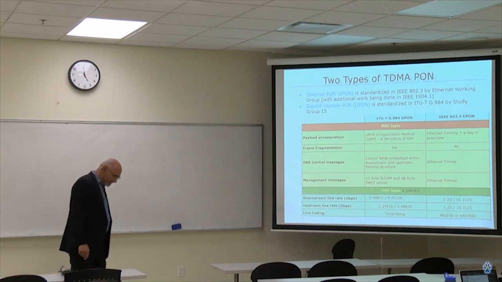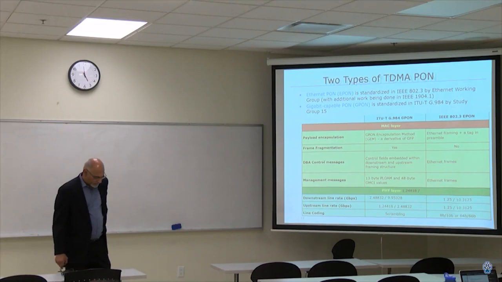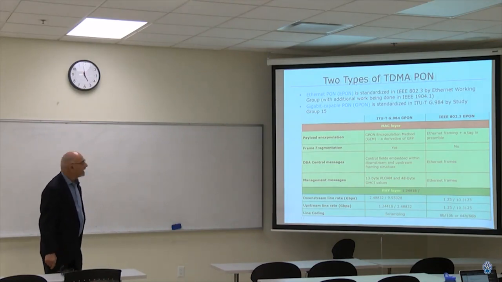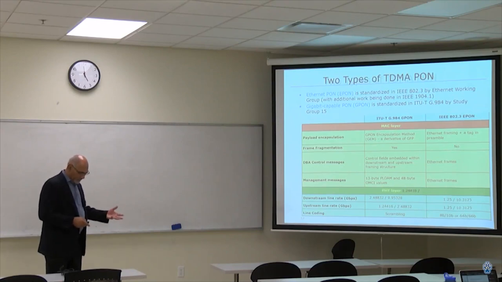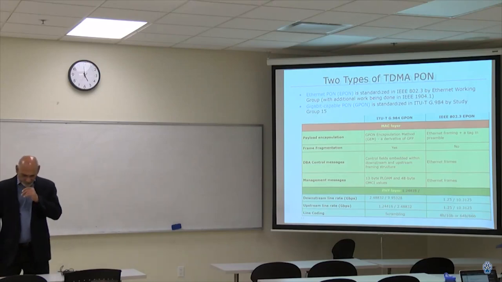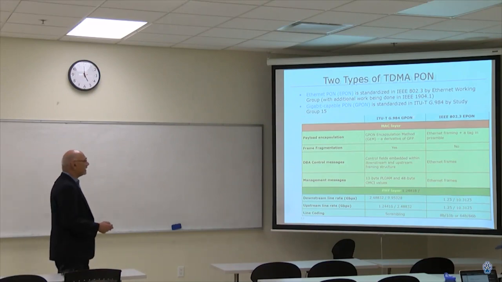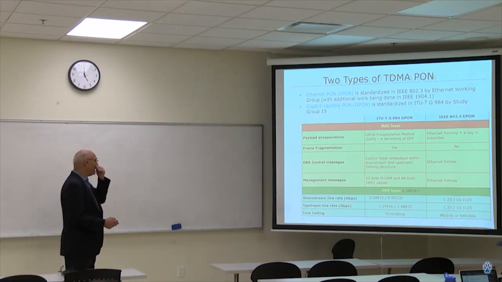We ended up with two standards, which is unfortunate. Some history behind it. The telcos had a committee called FSAN that would do a PON, which is based on what is called GPON. While the IEEE guys work on Ethernet frames, so they did something called EPON. So the GPON is an ITU standard, G.984. IEEE was 802.3 EPON.